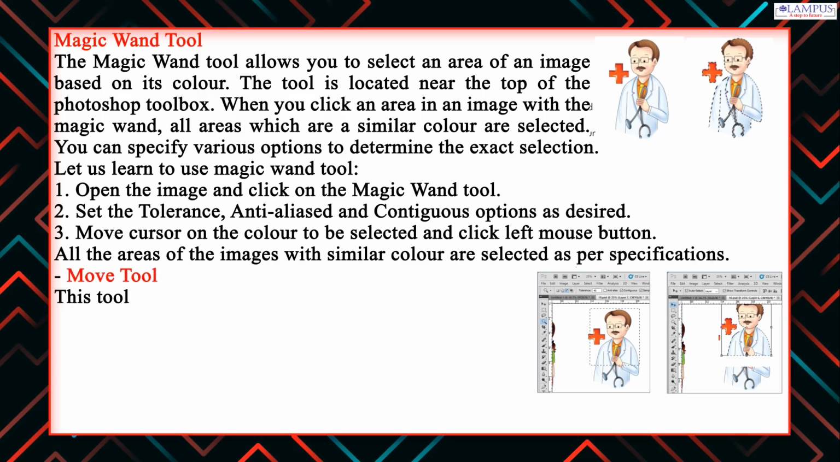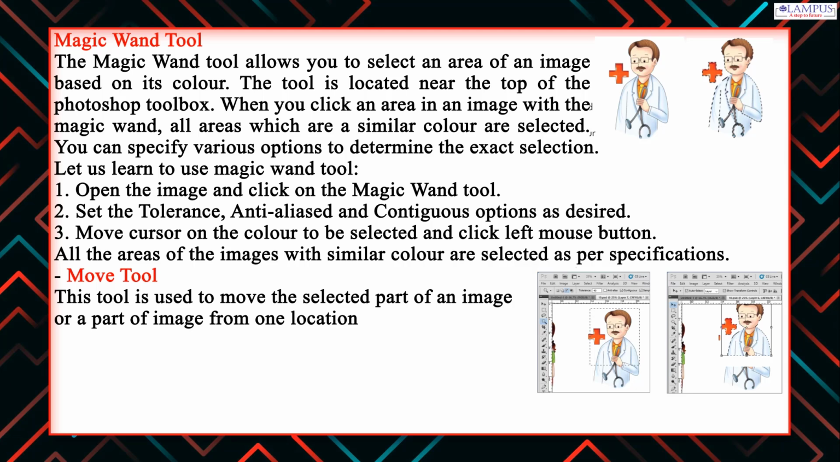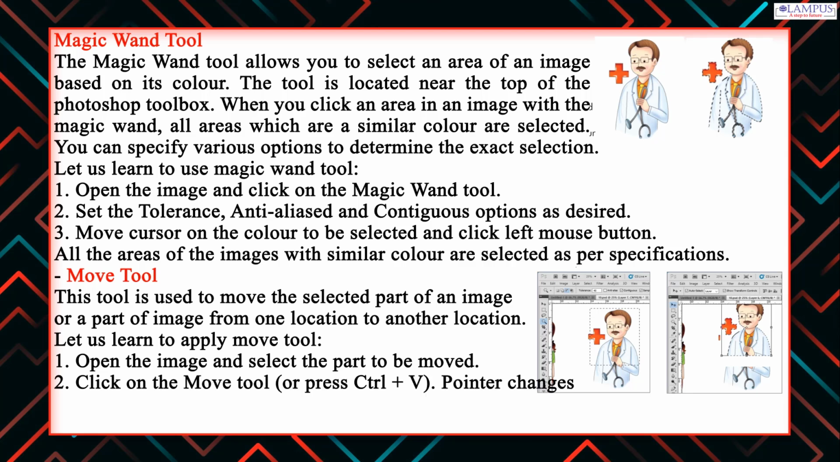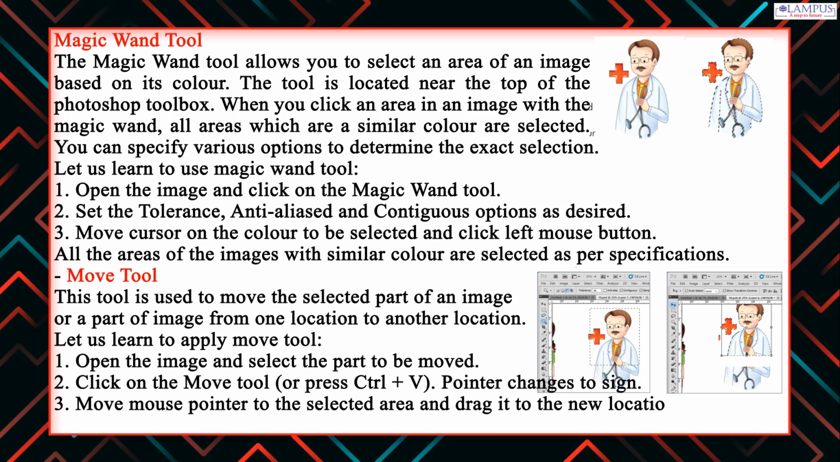Move tool. This tool is used to move the selected part of an image or a part of an image from one location to another location. Let us learn to apply the Move tool. 1. Open the image and select the part to be moved. 2. Click on the Move tool, or press Ctrl+V. The pointer changes to a sign. 3. Move the mouse pointer to the selected area and drag it to the new location. The selected part is moved to the new location.